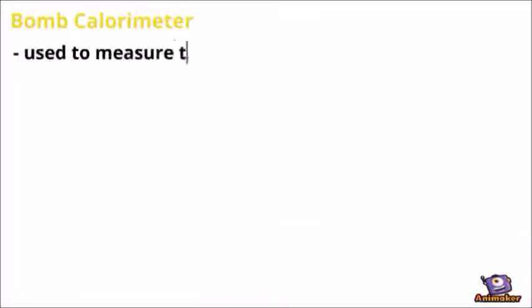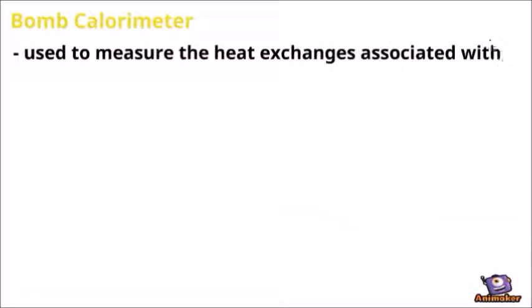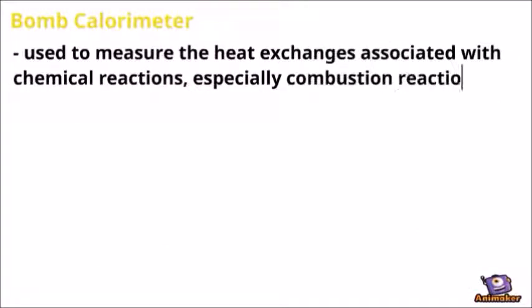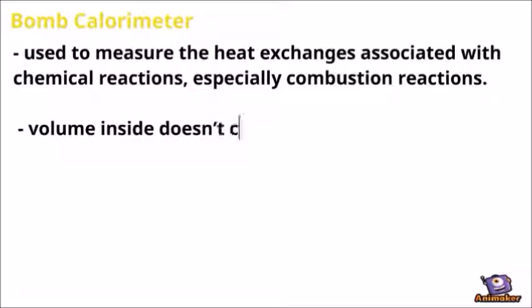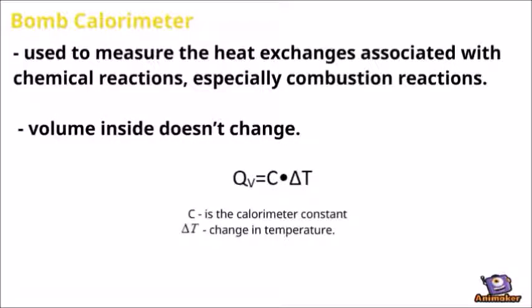The next type of calorimeter is called the bomb calorimeter. This is the calorimeter used to measure the heat exchanges associated with chemical reactions, especially combustion reactions. In this calorimeter the volume inside doesn't change. Heat is equal to C times delta T, where C is the calorimeter constant and delta T is the change in temperature.